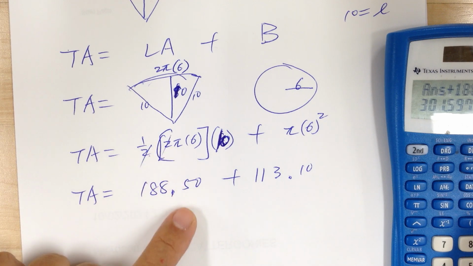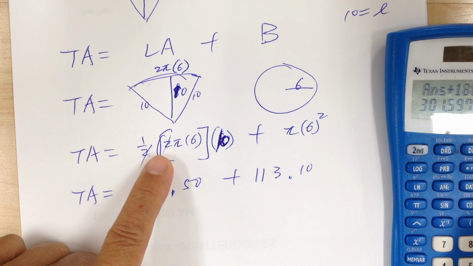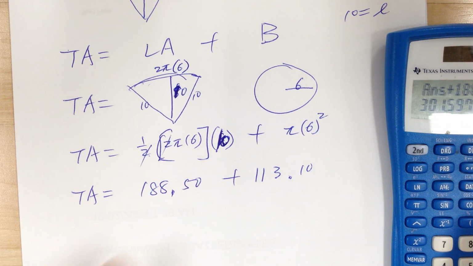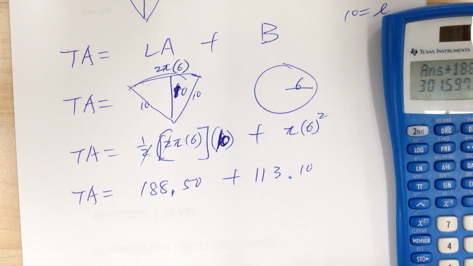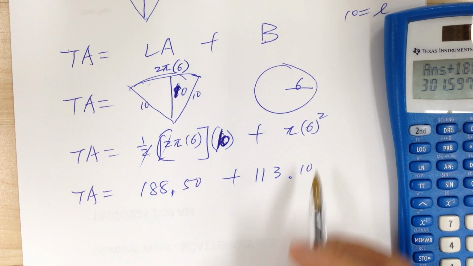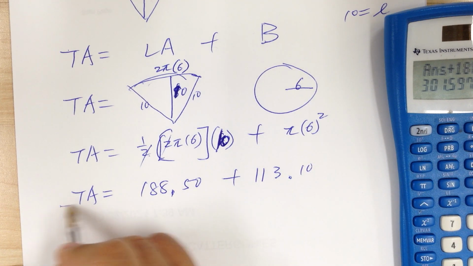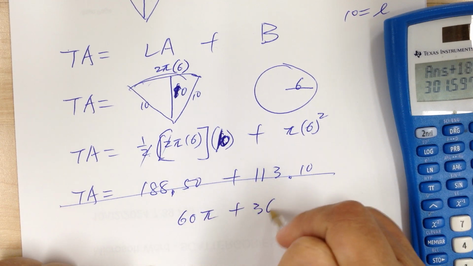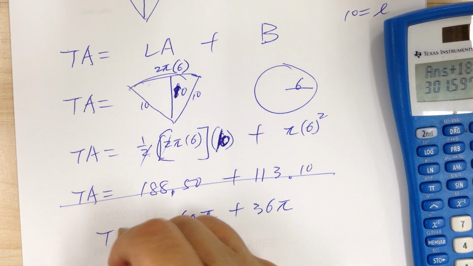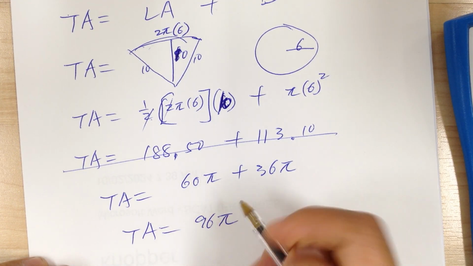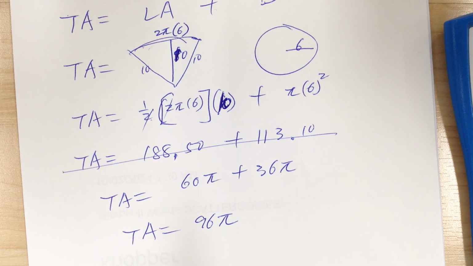I'm trying to double check something is not right. 1/2 pi RL. Oh wait, I'm looking. Okay. So in the book they ask you for pi. Let's back up. They don't want you to use decimals. Okay. So if you add this, it will give you 60 pi plus 36 pi. Right? Yeah. So TA equal to 96 pi. Okay. So answer would be B.